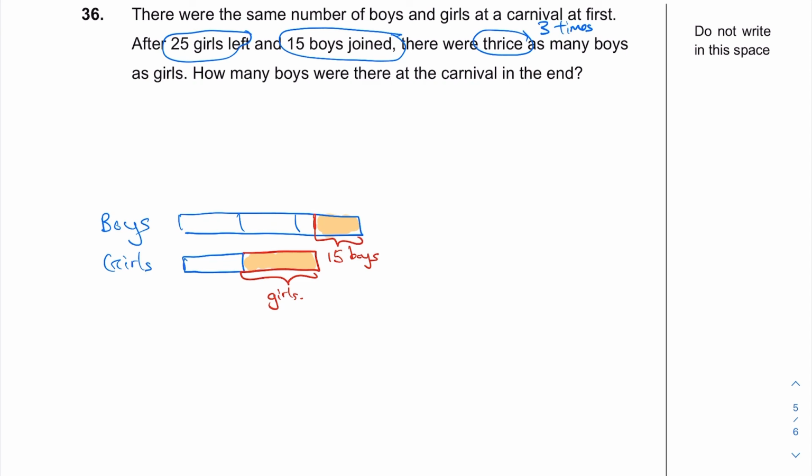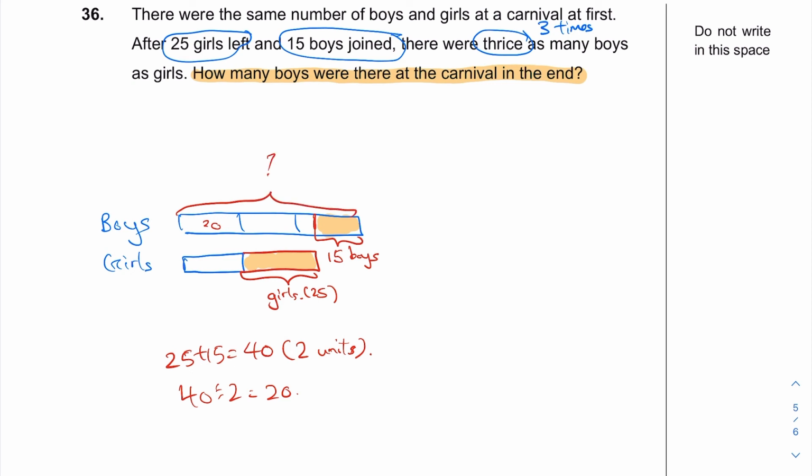Okay, there were 25 girls. Okay, so 25 plus 15 is 40, which is 2 units. So 40 divided by 2 is 20. So 1 unit is 20. So now the question is, how many boys were in the carnival at the end, which means you need to find this whole thing. So 20 times 3 will give you 60 boys in the end. So your answer, you can just write 60 or 60 boys.